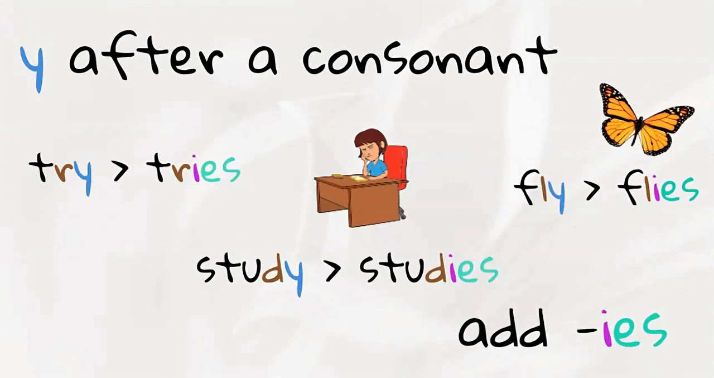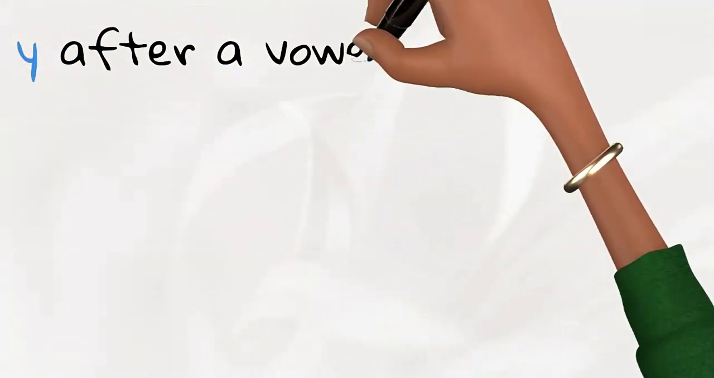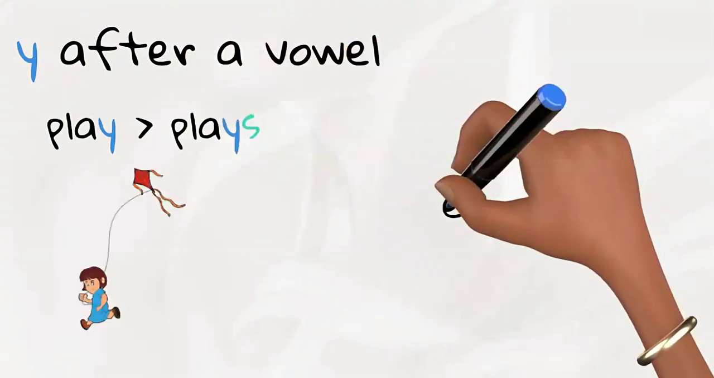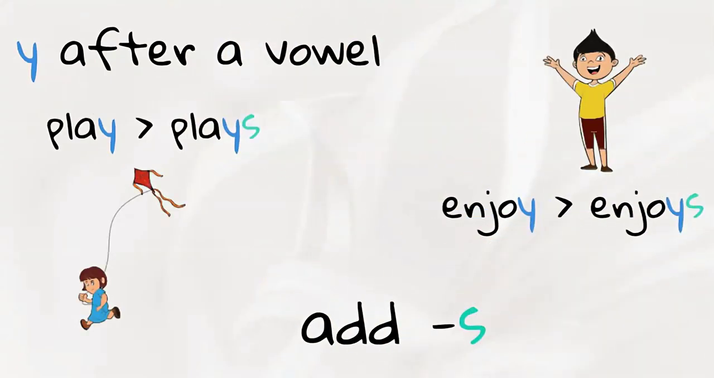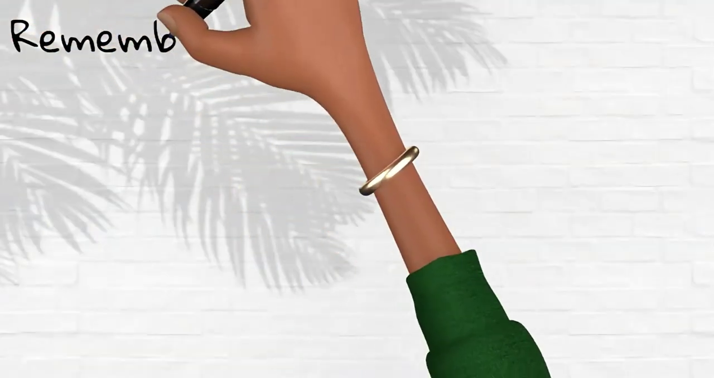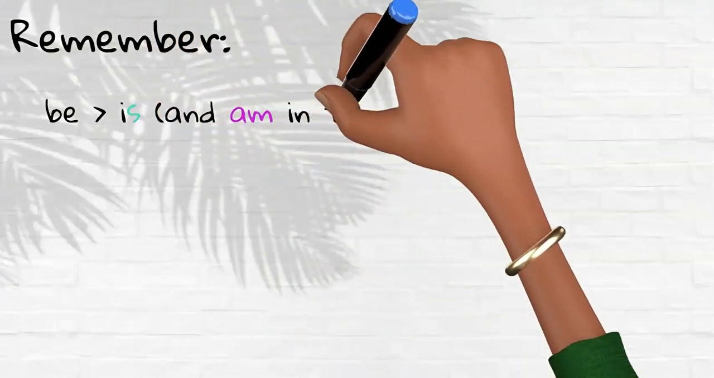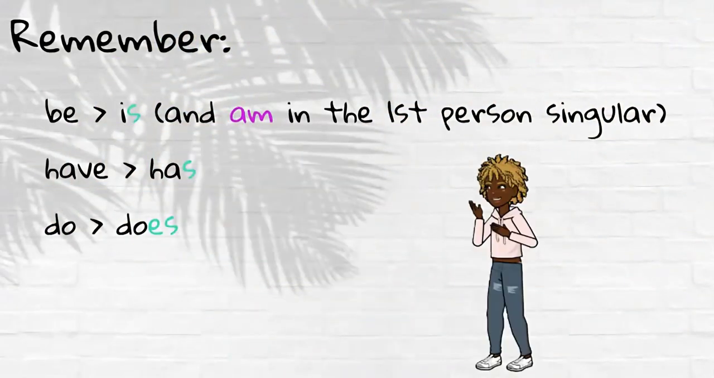Butterfly, butterflies. Now Y after a vowel. Play, plays. No E, no I. You just add an S and that's it. Enjoy, enjoys. Now remember also the auxiliaries be, have, and do. Be, well, it's completely different. You have is, you have am in the first person singular, are for the others. So that's a bit different too. Have and has, do and does.